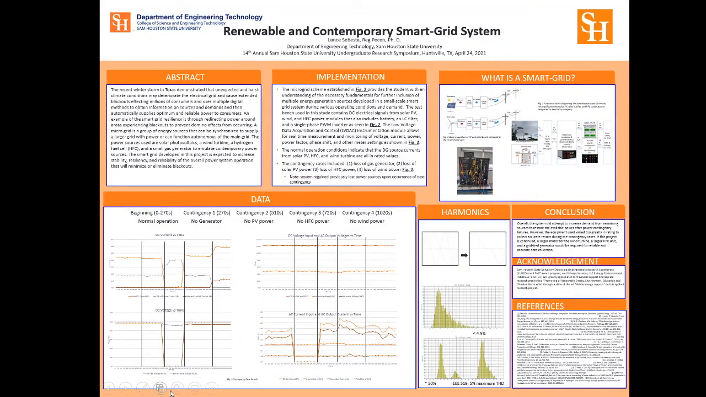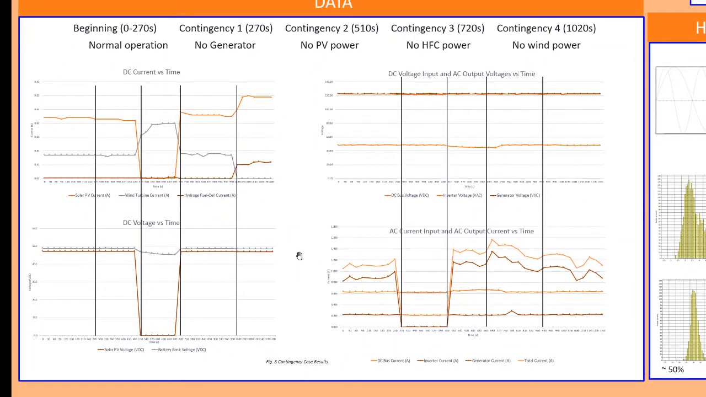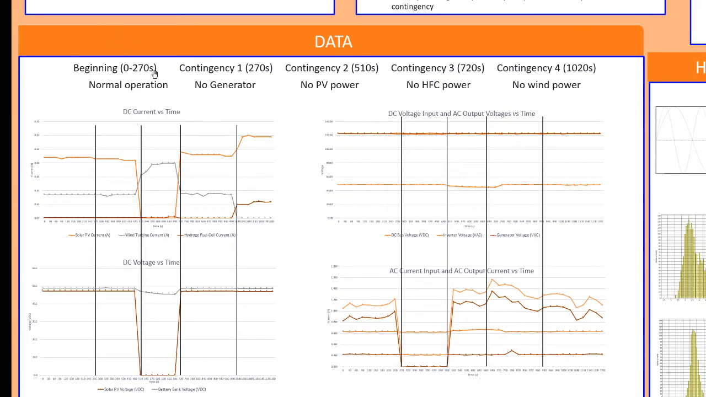So looking at the data now, I had 4 different contingencies that I was testing for, and I'll go into those one at a time. Just to point out, this entire period from 0 to 270 seconds on each of these is just normal operation. I wanted everything to be stable before I began throwing wrenches in. So the first contingency was I took out the generator at 270 seconds.